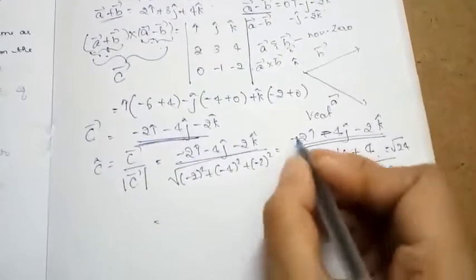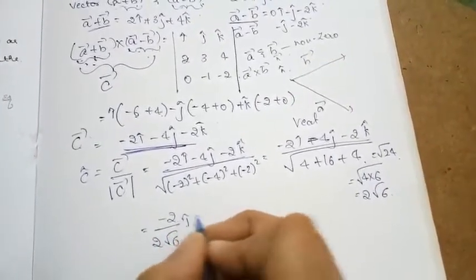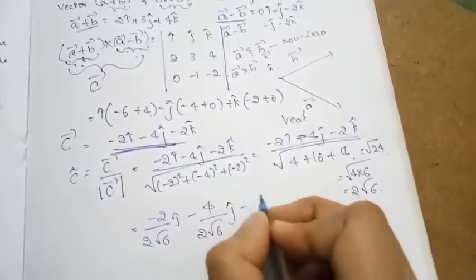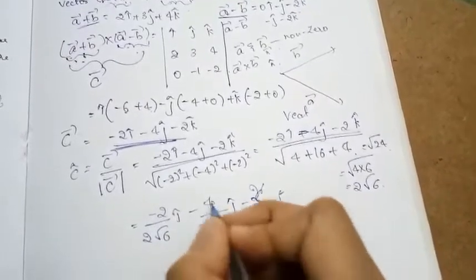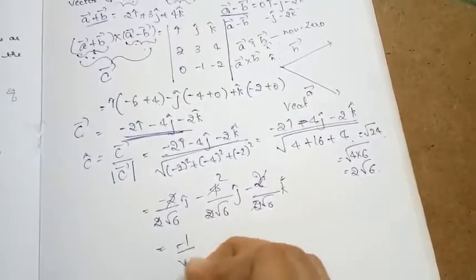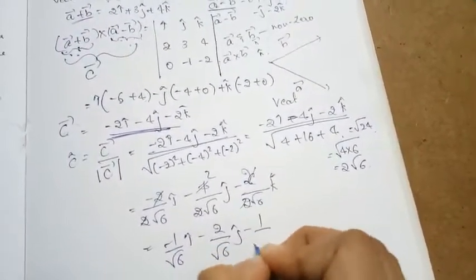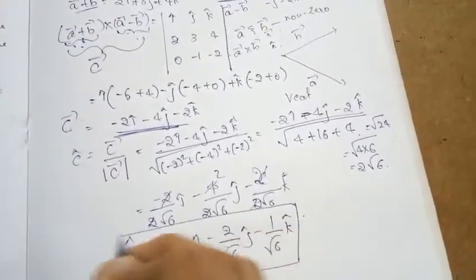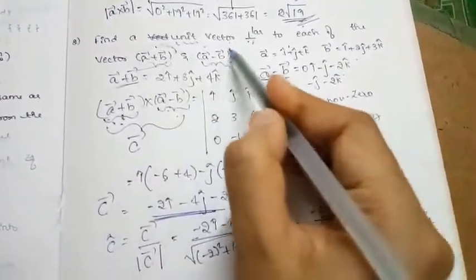So what happens to this one? -2 by 2 root 6 i cap, -4 by 2 root 6 j cap, -2 by 2 root 6 k cap, where the 2s get cancelled. So it is nothing but -1 by root 6 i cap, -2 by root 6 j cap, -1 by root 6 k cap. It is nothing but the unit vector perpendicular to each of the vectors A + B and A - B.